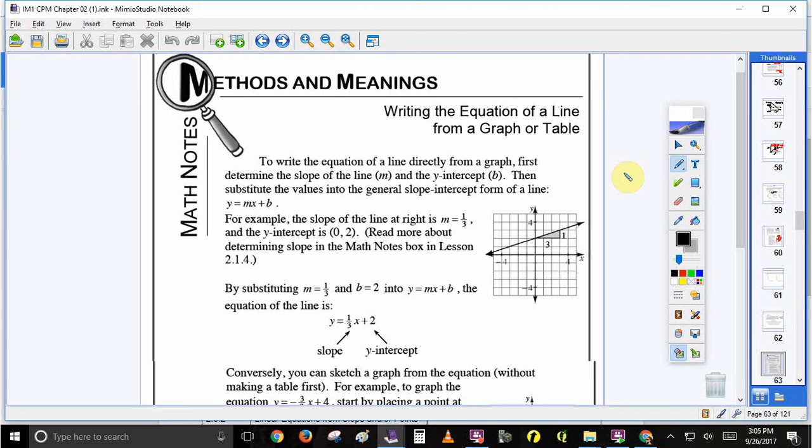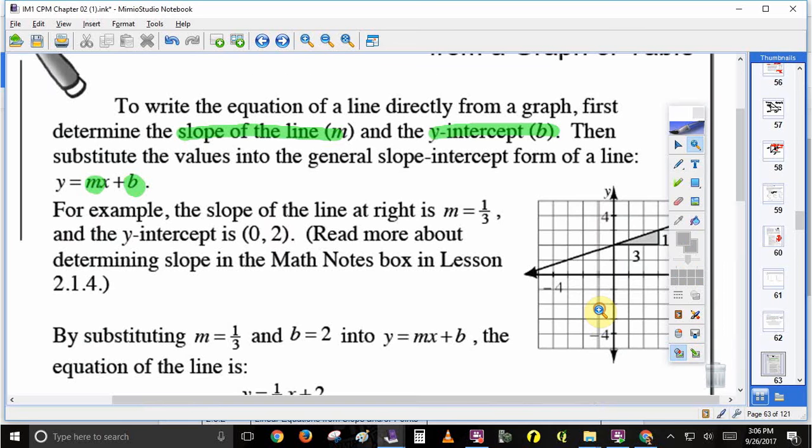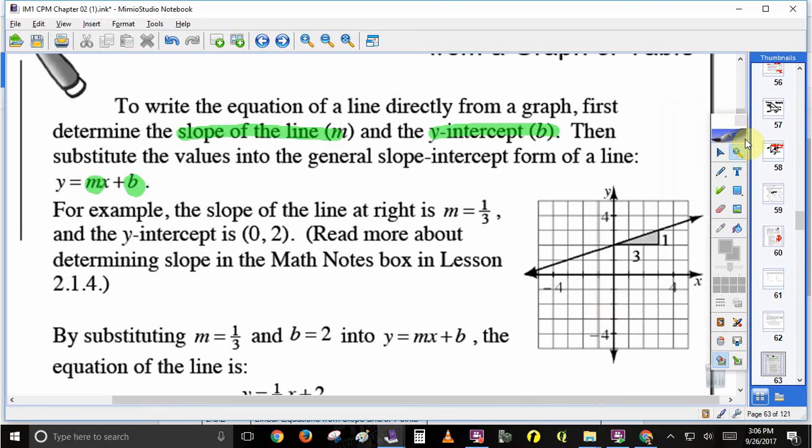Here we're taking a look at section 2.2.2, writing the equation of a line from a graph or a table. To write an equation of a line directly from a graph, first find the slope of the line, m, and the y-intercept, b. Then plug those values into y equals mx plus b, right? So our slope is m, our y-intercept is b. We're going to plug those into our m and our b in our equation. Well, let's talk about how to get those. I have a little example graph down here.